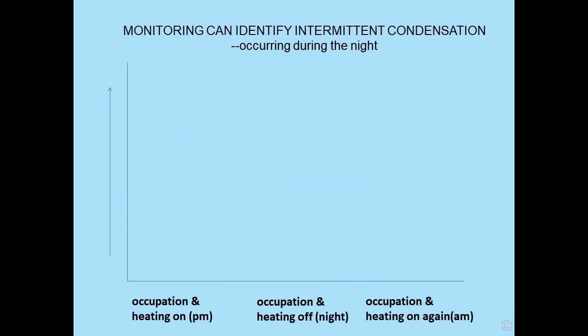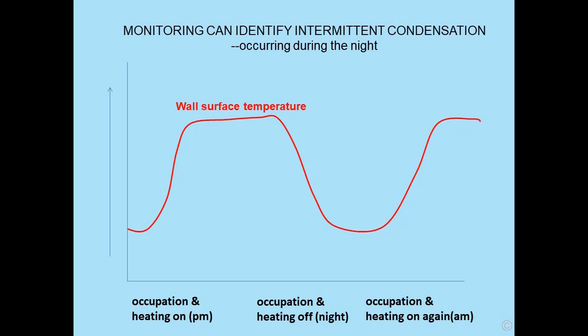The other beauty of monitoring, it can identify intermittent problems, and in this case it was condensation during the night. So here's just an example of what was happening. Occupation on the bottom and wall surface temperatures. We've got occupation and heating at the bottom, then occupation and heating off, and occupation and heating on in the morning. And if we look at the wall surface temperatures, they go up and down according to the actual time of occupation in that particular room.